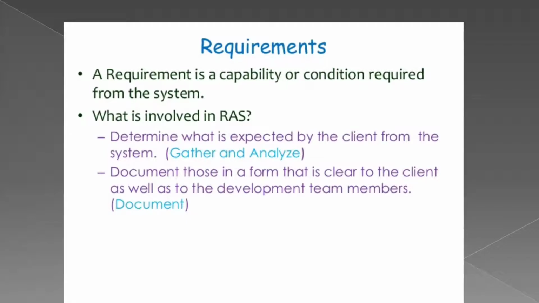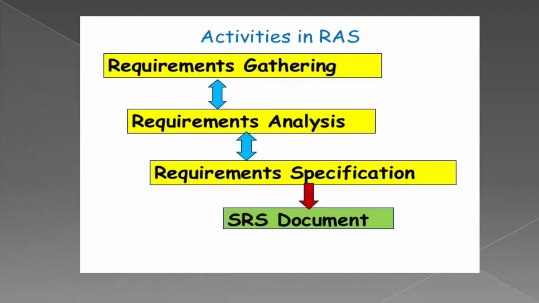If that is not clear, then we do not know what the project is, or what the programmers or the development team members are to do. If that is clear, then the team members and the client will be happy. These are the activities in RAS.